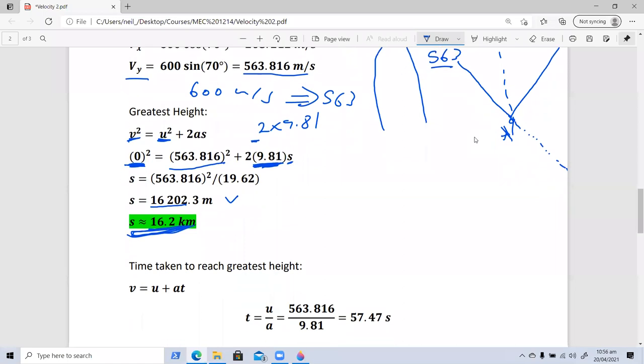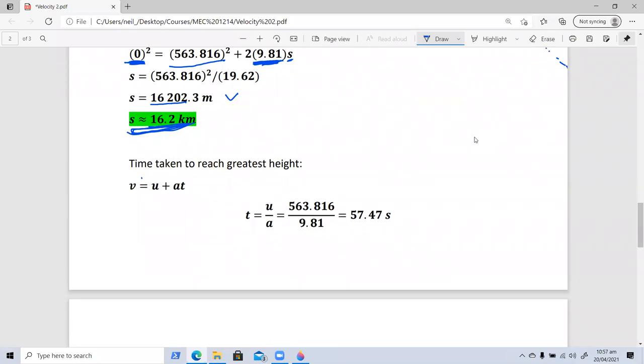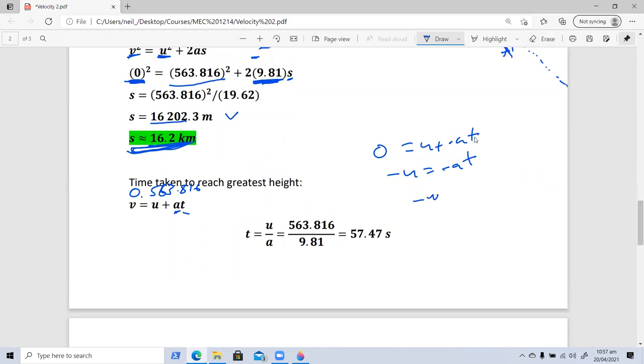Okay, good. Now the time taken to reach the greatest height, we know the final velocity is zero. We know U is 563.816, acceleration as a result of gravity, and T is our unknown. So solving this, zero is equal to U plus AT. We get minus U is equal to minus AT, since gravity is decelerating, so it's negative. Minus U over minus A, negative signs cancel out, and we just get U divided by A is equal to T. And that's what we use here.